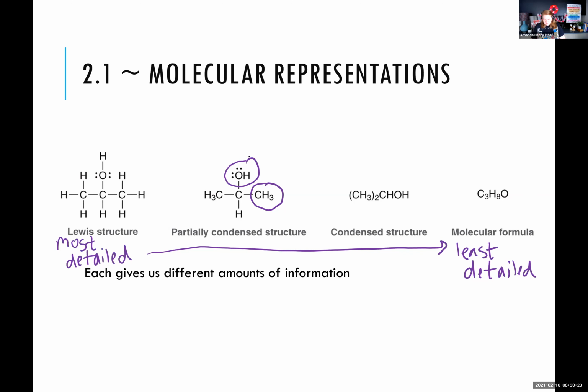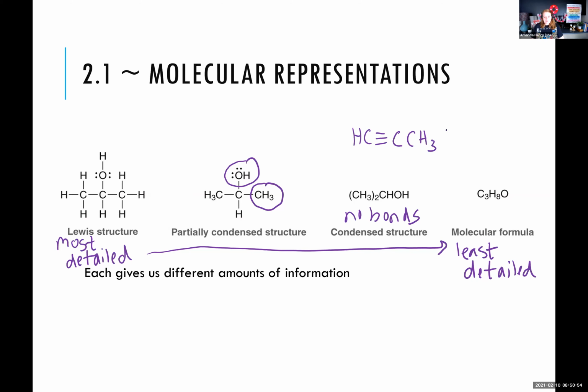And then the condensed structure, this one is kind of weird. It does give us all of the same information as the partially condensed and the Lewis structure. We can't see any bonds. So there's no bonds shown. Now, of course, there are some exceptions to that. If there was a triple bond, a lot of times you'll see it written as a triple bond and then other stuff attached to it.